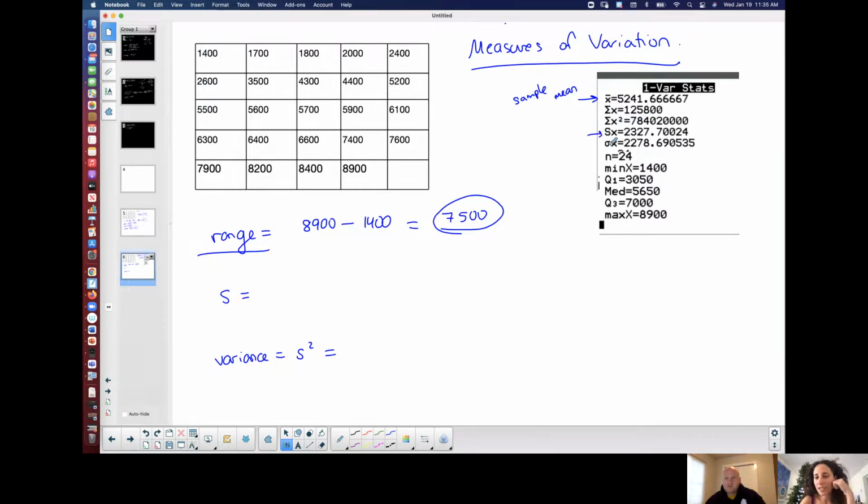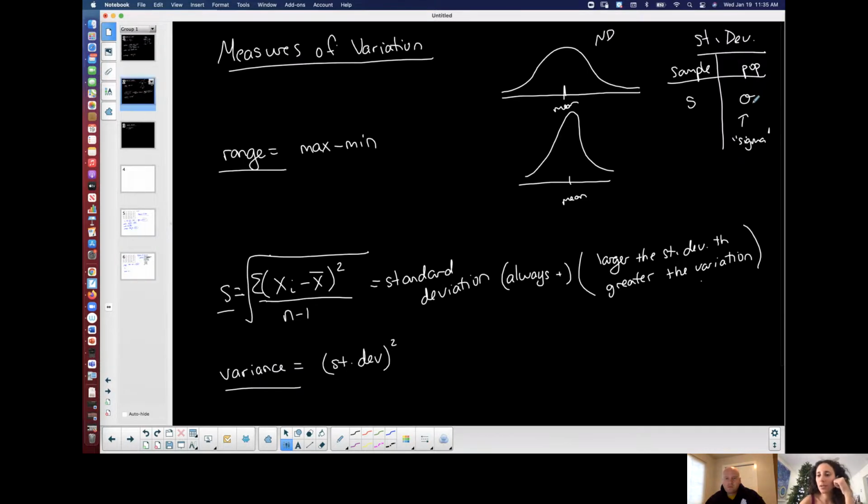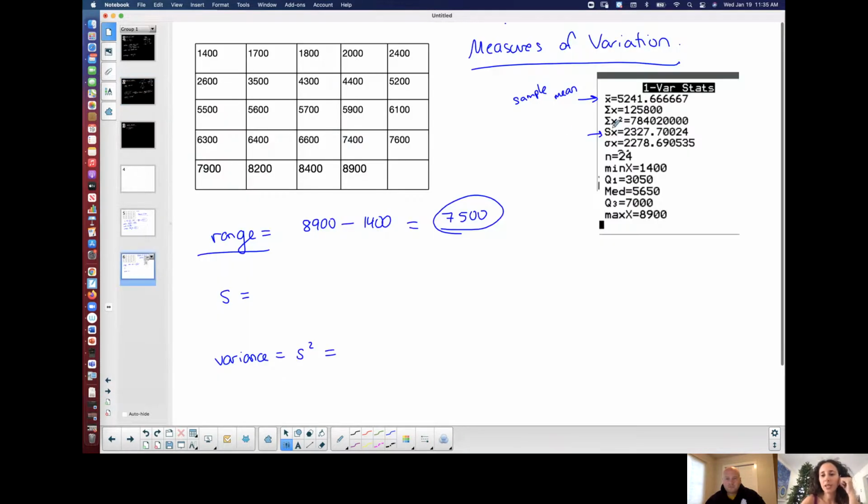S versus sigma. Remember, sigma is my population standard deviation, and S is my sample standard deviation. I want my sample standard deviation because that's what I calculated. It's my sample standard deviation, which in this case is 2327.7, rounded to the nearest tenth. So this gives me my sample standard deviation.